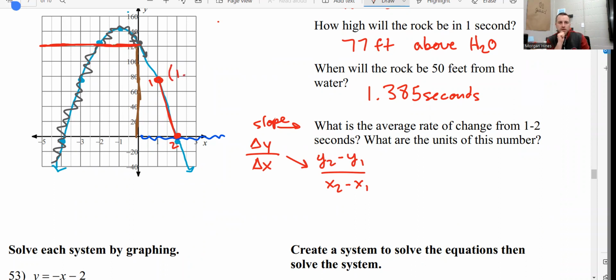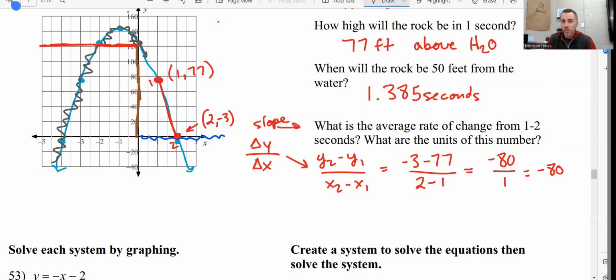This point is (1, 77). And this point right here is (2, -3). So it goes from 77 to -3, and that takes from 1 to 2 seconds. So that is -80 over 1, which is -80. -80 what? Remember these numbers, -3 and 77, those represent feet. And we divided them by time, which was in seconds. So on average the rock was moving 80 feet per second towards the water. And that's what that means.